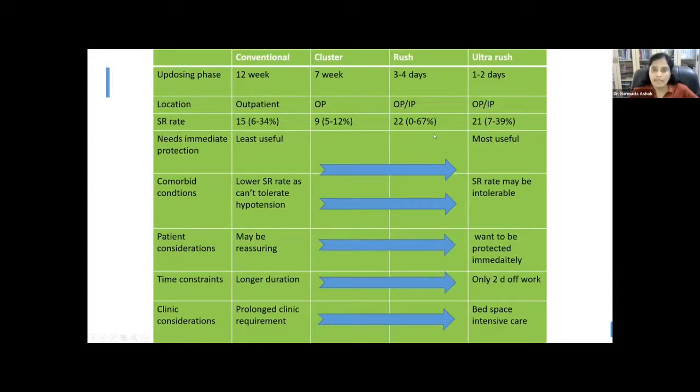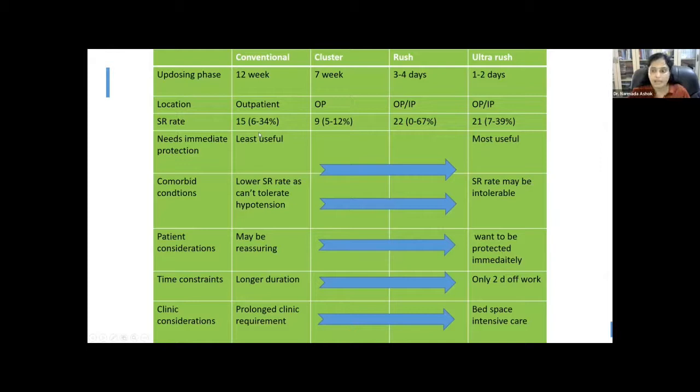circumstance, when there is a clinical indication, and we don't offer it as OP therapy. This has to be given only in the IP, and the systemic reactions may be very intolerable. This is only when they have to be protected immediately, and we need an intensive care space when we are giving the ultra-rush therapy. Conventional, we take about 3 months. It's mostly an outpatient management.